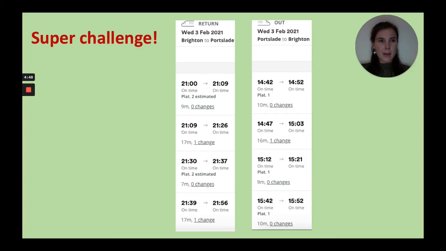As another super challenge, have another look at these train times. Can you write them as they would be written on a 12-hour digital clock? What about on an analogue clock?